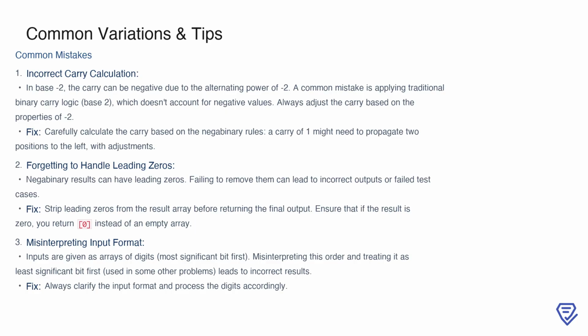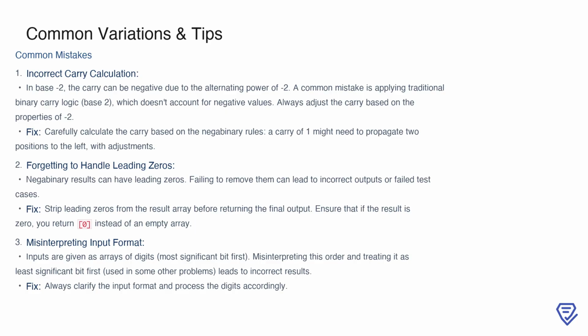specific adjustments. Next, forgetting to handle leading zeros can also cause problems. Negabinary results may include leading zeros, and failing to remove them could result in incorrect outputs or failed test cases. Ensure you strip these zeros from the result array, but remember that if the result itself is 0, the final output should be 0, not an empty array.